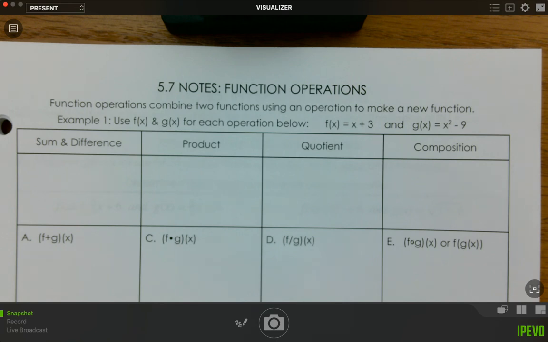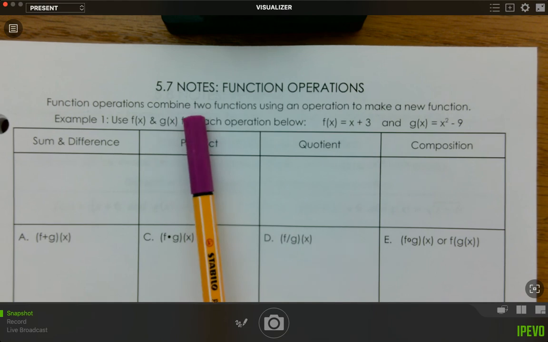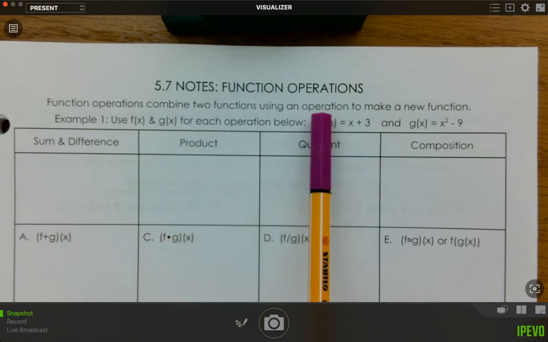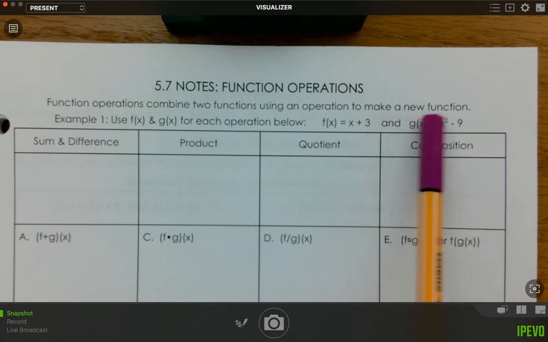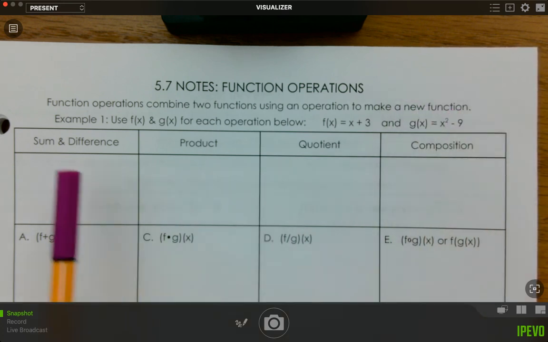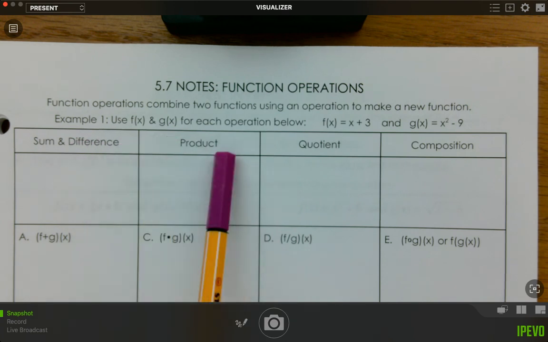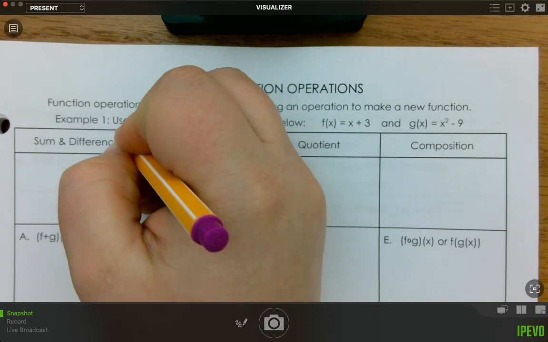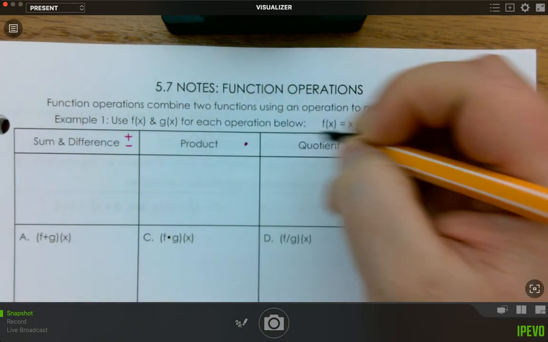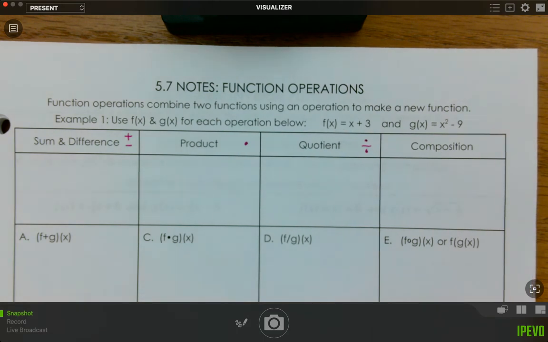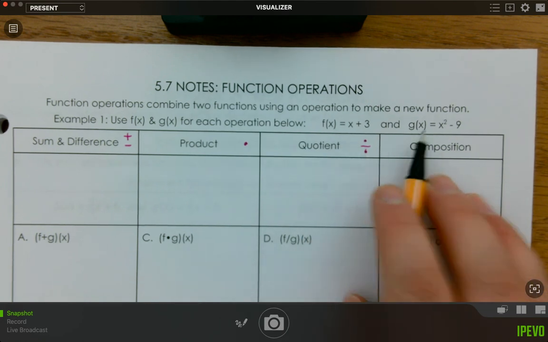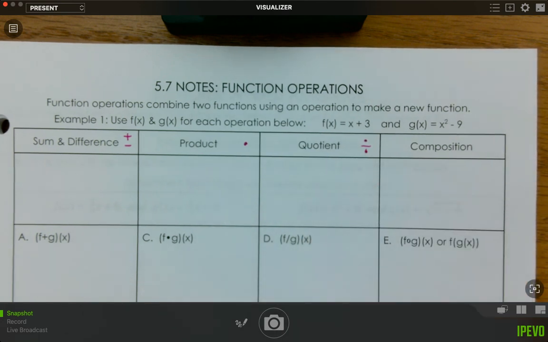So basically, a function operation combines two functions using an operation to make a new function. So the whole goal is that we're combining them to make a new one. So you can add, subtract, multiply, divide, or do something called composition. And composition will probably be the trickiest one for you. I'm just going to use these two functions up here at the top to do each one.